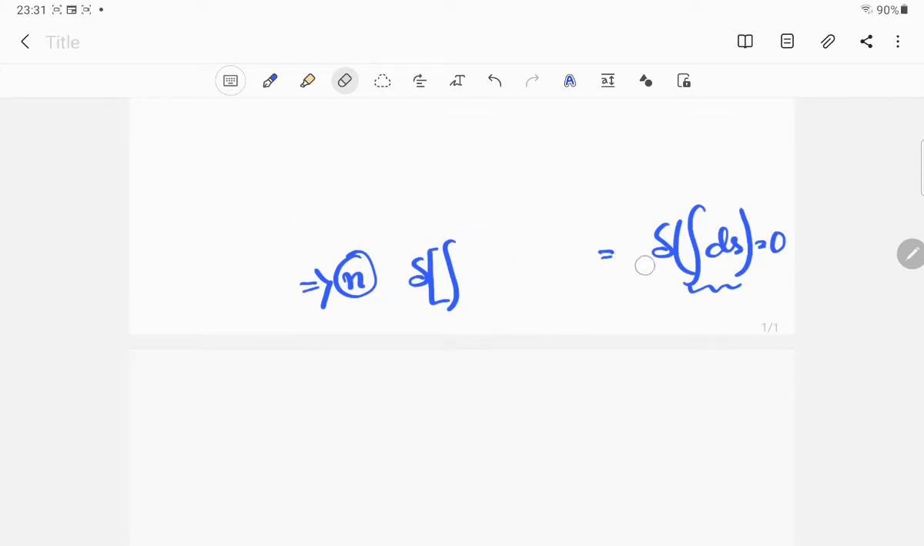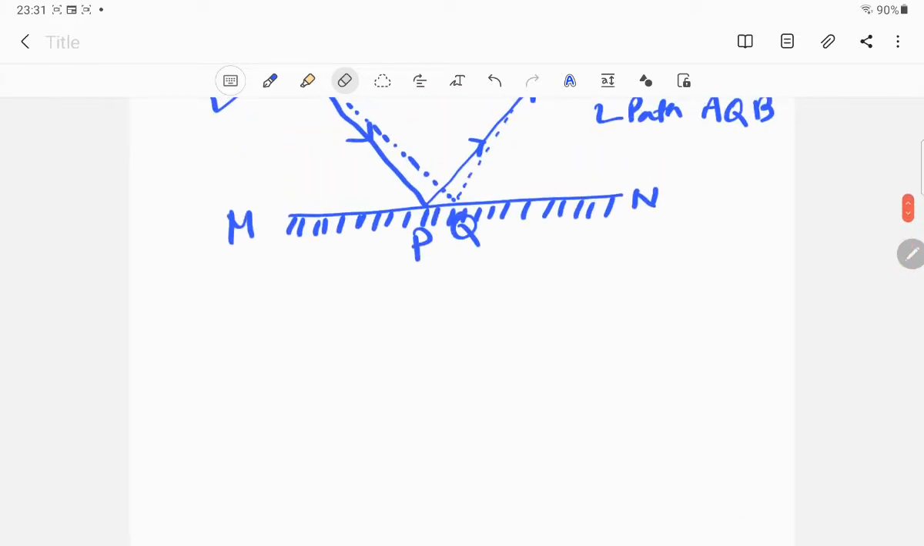Since this medium is homogeneous, we need to concentrate only on the path length. So we need to minimize the path length.